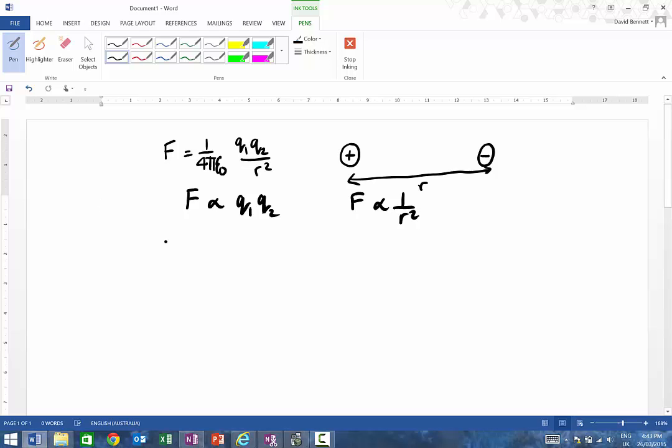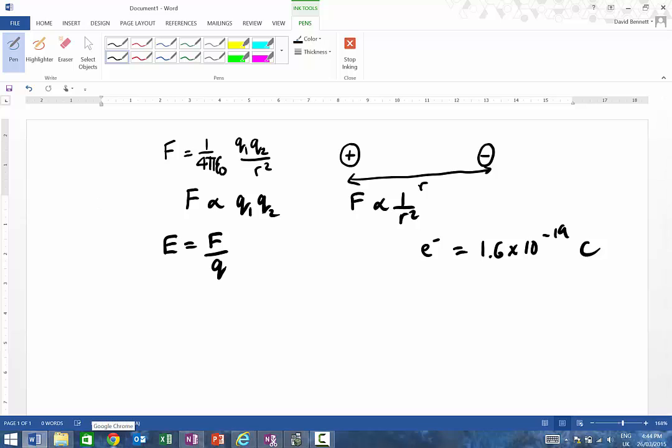Now we know that the electric field strength is equal to the force over the charge. Quite often, instead of using Q, they use the term e, for the charge of an electron. We know the charge of an electron is in fact equal to 1.6 by 10 to the minus 19 coulombs. That's also the same charge as a proton.